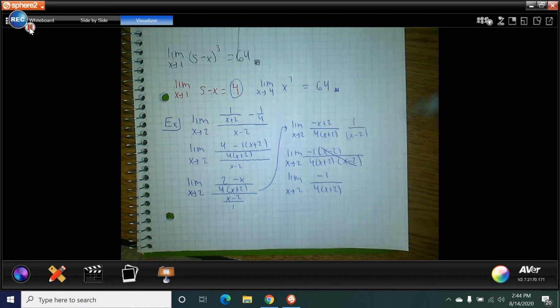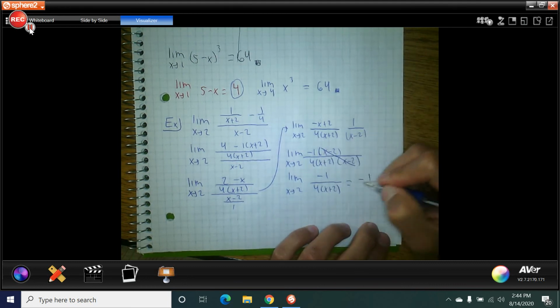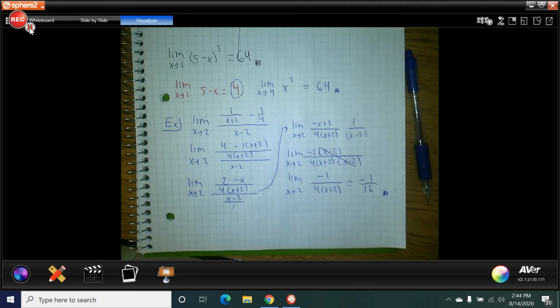So now I'm just going to see if substitution would work, which in this case should. So if you plug in 2, 2 plus 2 is 4. 4 times 4 is 16. So the final answer for this would be negative 1 over 16. Okay? So there you have it.